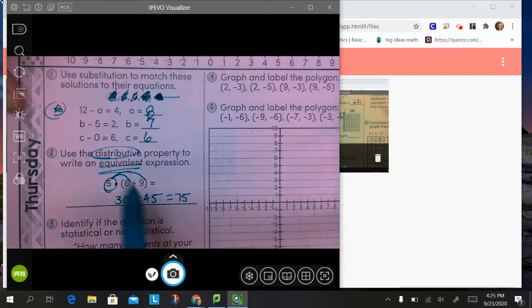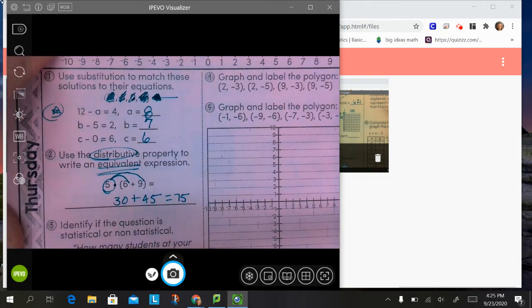So think of the distributive property as kind of like the quarterback, and it's going to distribute to every person on the field. Everybody is going to get the football, or this number. So 5 times 6, 30, plus 5 times 9, 45. All right, good job. Next one.